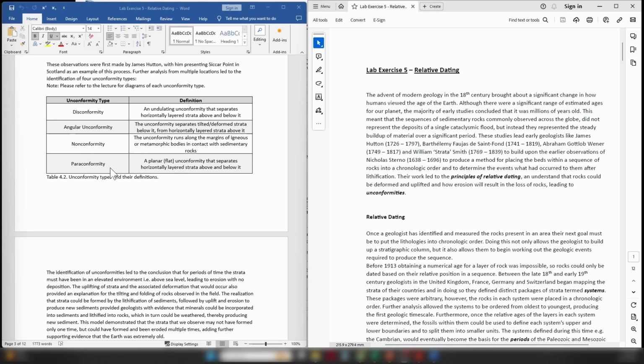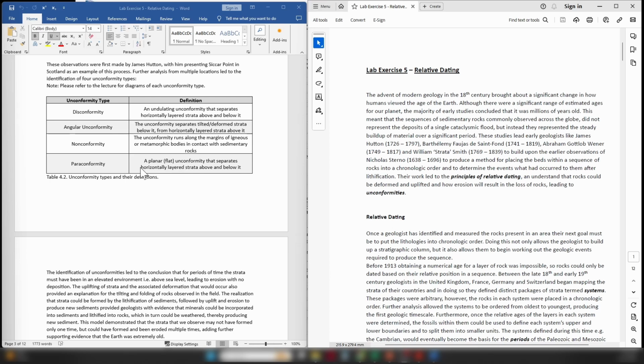The final type of unconformity is a paraconformity, and these are often the most difficult ones to actually find. So what you'll have is a situation where the layers of rock above the unconformity are horizontal. The layers of rock below the unconformity are horizontal. The unconformity surface itself is also horizontal. So you can't actually see it's there.